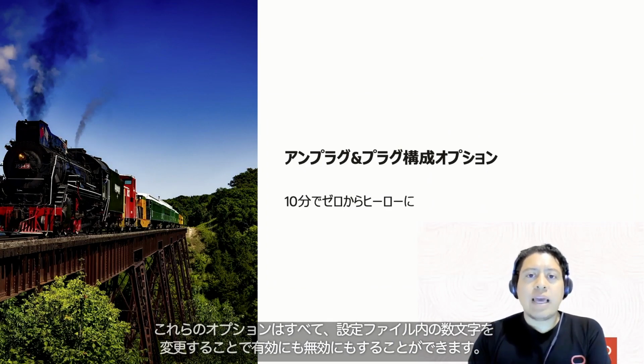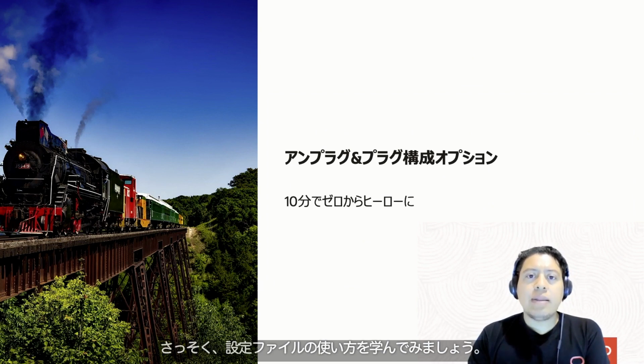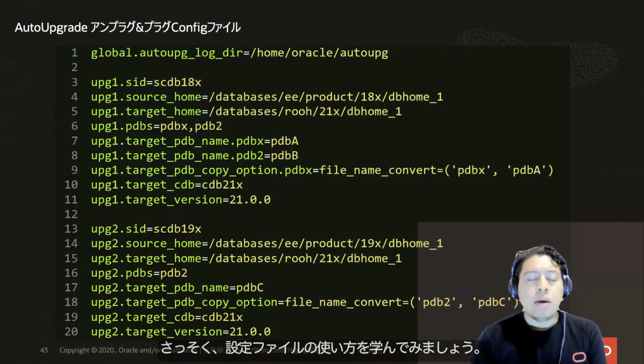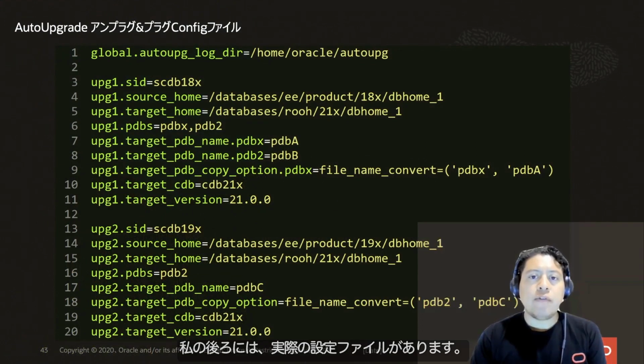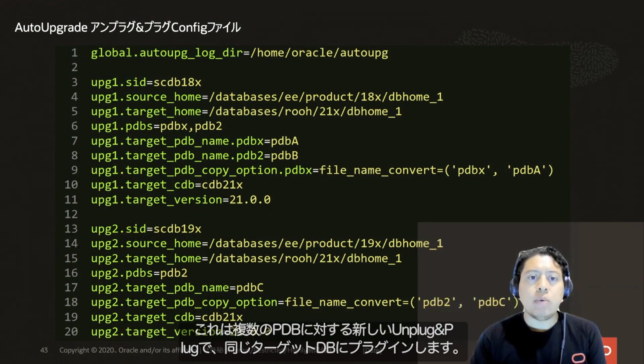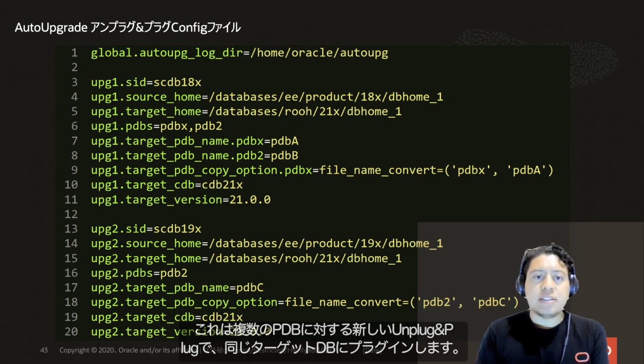All of these options can be enabled or disabled by changing a few characters in the configuration file. Without further hesitation, let's jump into the configuration file to learn how to use it. Behind me, there is a configuration file of a deploy which is performing an unplug plug of multiple PDBs being plugged into the same target CDB.